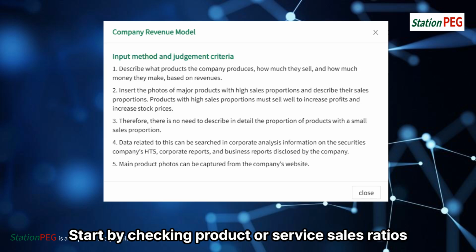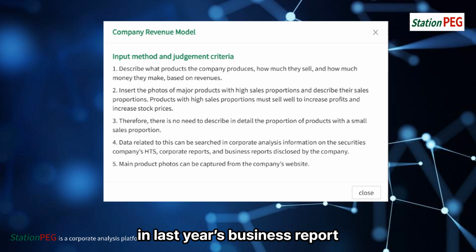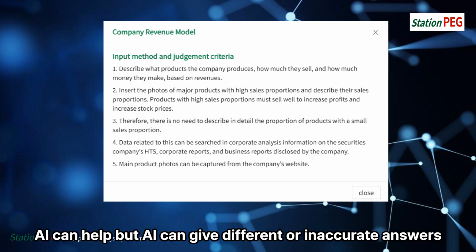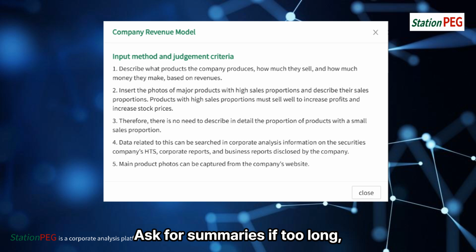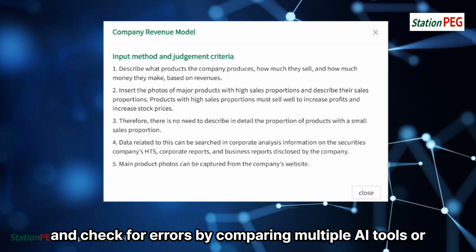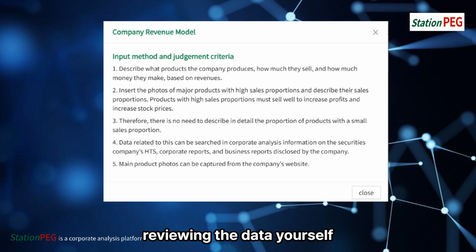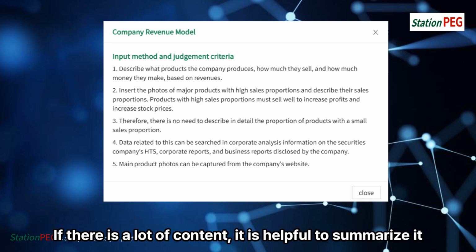Start by checking product or service sales ratios. In last year's business report, high volume product sales usually boost profits and stock prices. AI can help, but AI can give different or inaccurate answers. Ask for summaries if too long. And check for errors by comparing multiple AI tools or reviewing the data yourself. If there is a lot of content, it is helpful to summarize it.